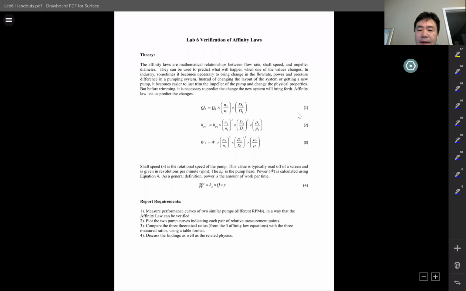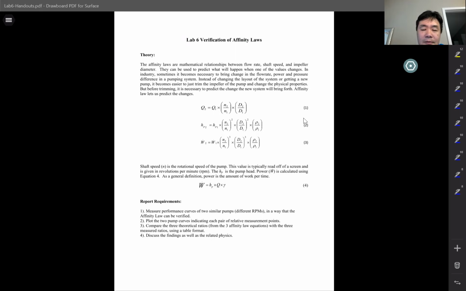Let me share my screen to show you the handout I posted in Moodle. Here it is. We already did 2 pump labs, right? Now we know how to measure the pump curve and system curve, and we also know how to calculate and measure pumps in parallel and pumps in series. Today we're going to introduce another principle related to the pump.